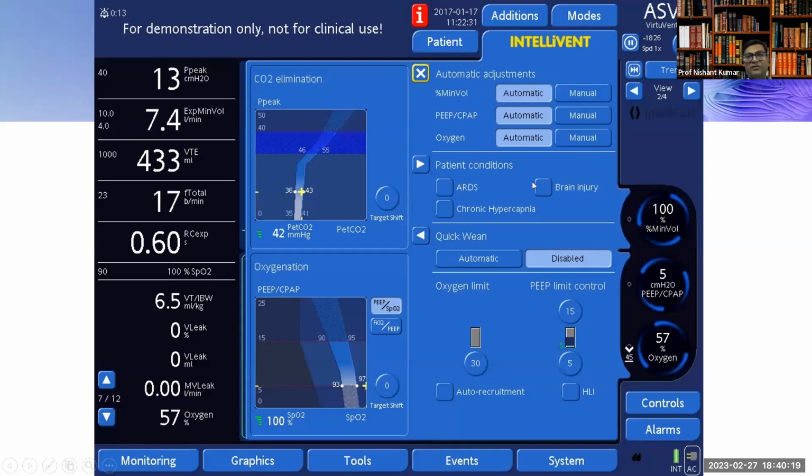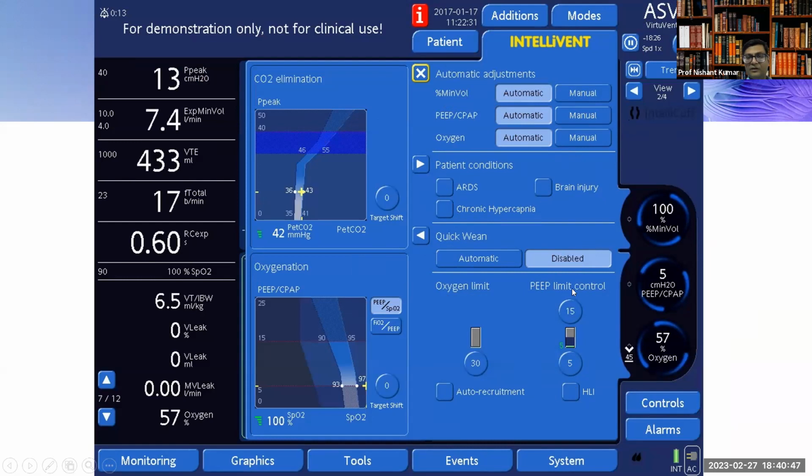Okay, now this is the screen where we set it. So we can set the percentage minute ventilation as automatic or manual. PEEP or CPAP, again automatic. Oxygen, again we have the option of overriding it. Patient condition: ARDS, chronic hypercapnia or brain injury, right? And if we want to control the ventilation, we keep the weaning option disabled.